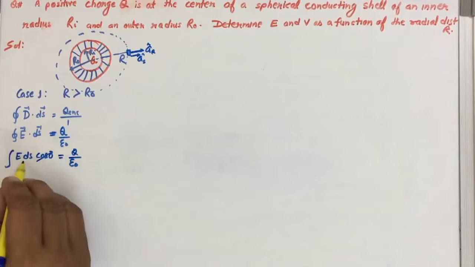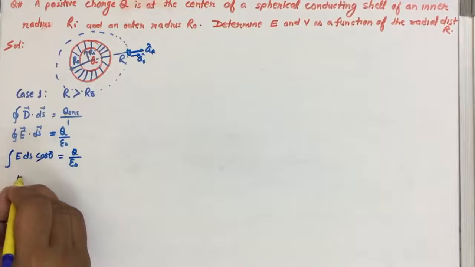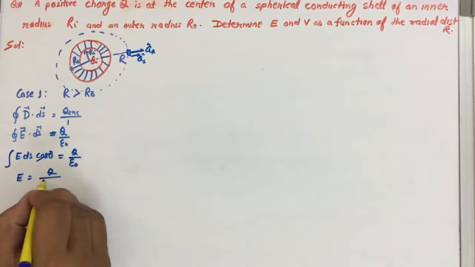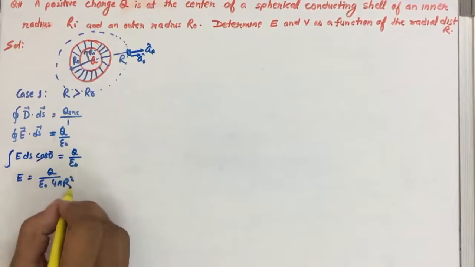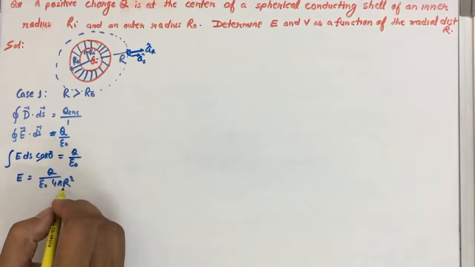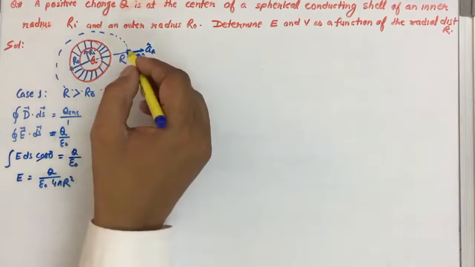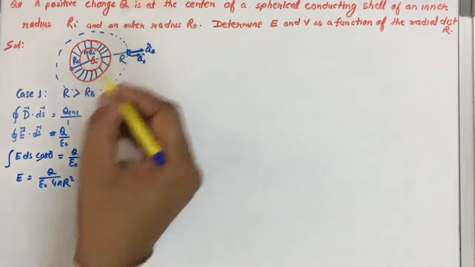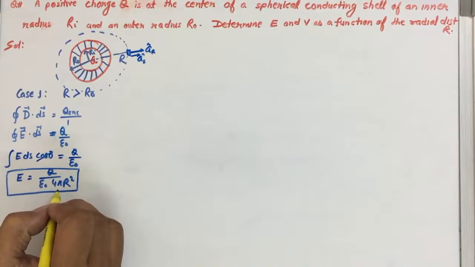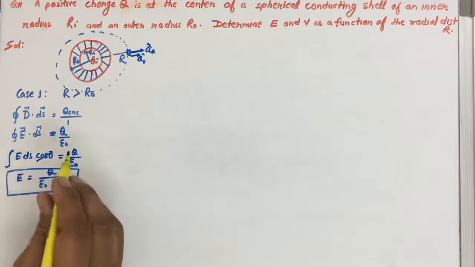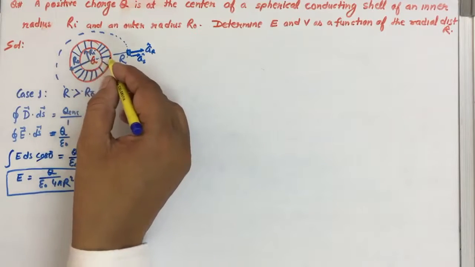Now if we integrate over the full spherical surface, then it will give you E equals Q by epsilon naught 4 pi r square, which is the area of the sphere of radius r. From here we can find the E at distance r from the center is given as this, that is inversely proportional to r square. This is when r is greater than the outer surface of the shell, r naught.